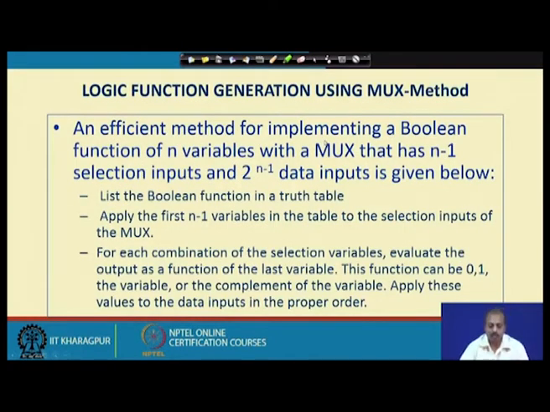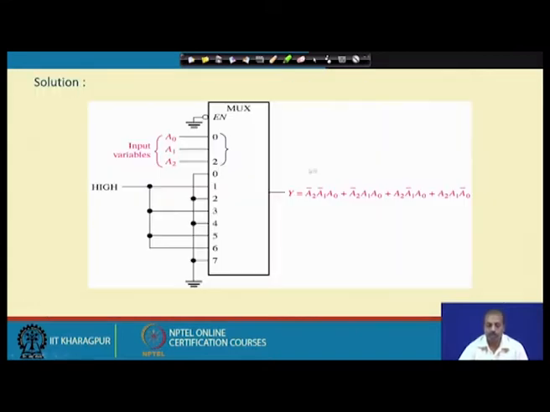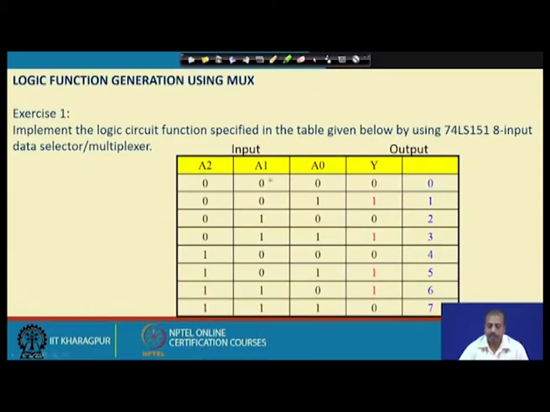So, how can I do these things? This whole operation can be summarized like this. This is an efficient method for implementing a Boolean function of n variables with a multiplexer that has n minus 1 select inputs and 2 power n minus 1 data inputs. In the previous example, it is a 3 input function, and for that we needed one 8:1 multiplexer.